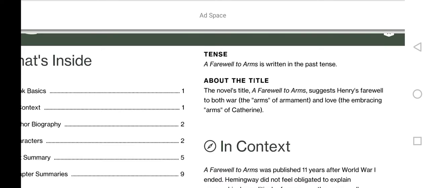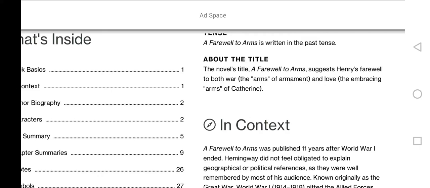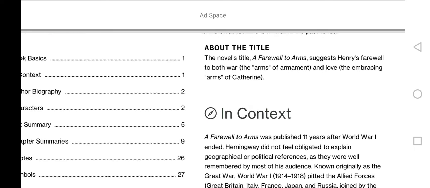About the tense: A Farewell to Arms is written in the past tense. About the title: the novel's title, A Farewell to Arms, suggests Henry's farewell to both war, the arms of armament, and love, the embracing arms of Catherine.